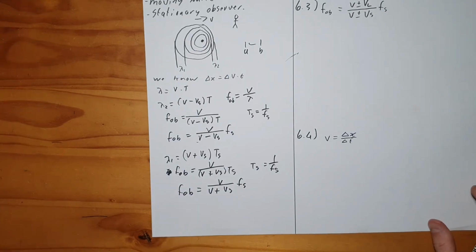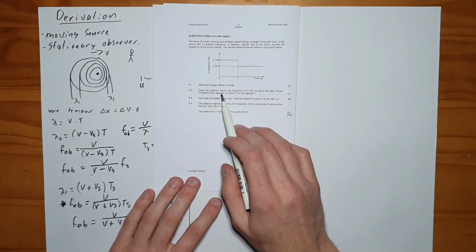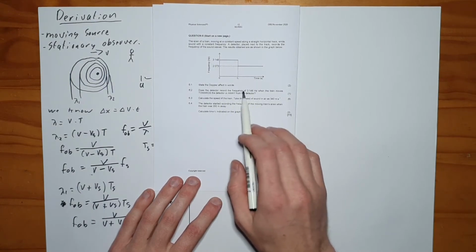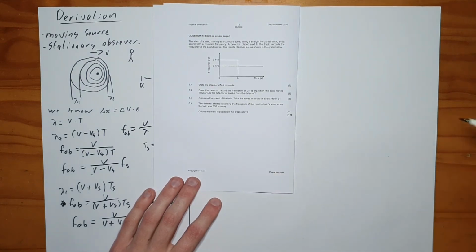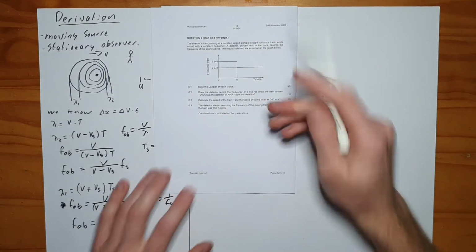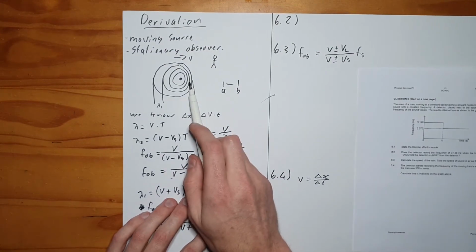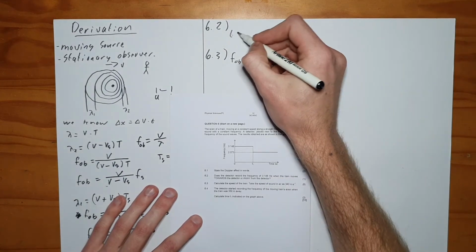But now let's get back to the question. 6.2 says, does the detector record the following frequency, 3148 Hertz, when the train moves towards or away? Now, note that we have a higher frequency. Looking at our picture, we have a smaller wavelength, which indicates higher frequency. So a higher frequency will always be towards.